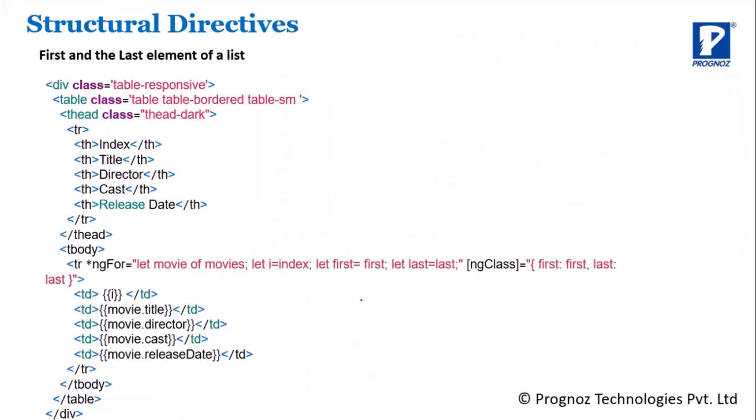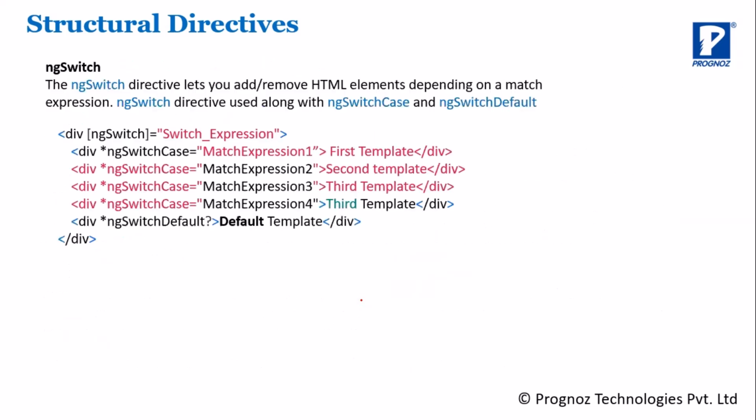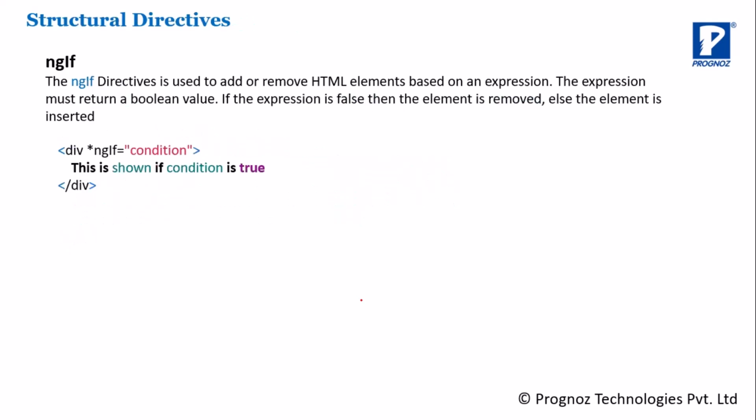Okay, so we did the local variables called index, first, last, odd, even. These are the local variables which we implement with the ngFor directive. The trackBy concept we will discuss later. Next we are going to discuss the ngIf directive.